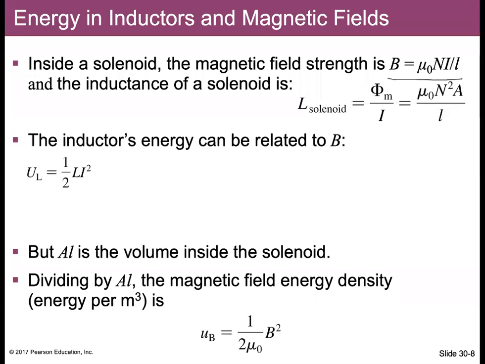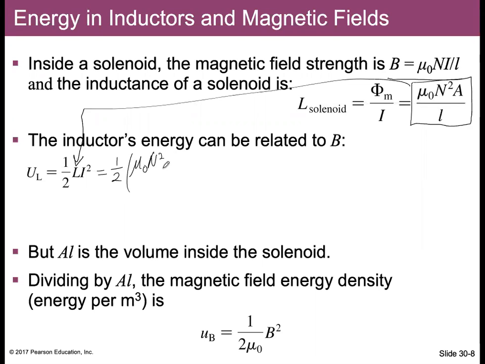And we know that L is equal to mu naught N squared A over little l. Put this in here for L. So this then equals 1/2 times mu naught N squared A over little l, times I squared. Now, what I can do when I have my mu naught N squared A over 2l, let's put the 2 inside there, times I squared.